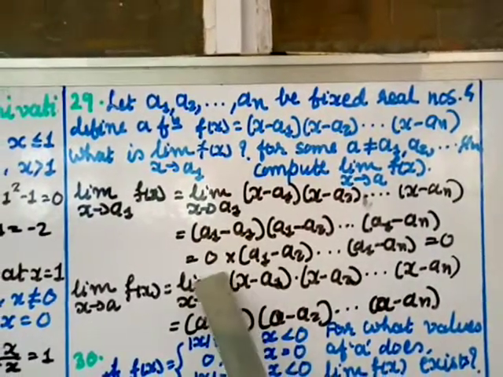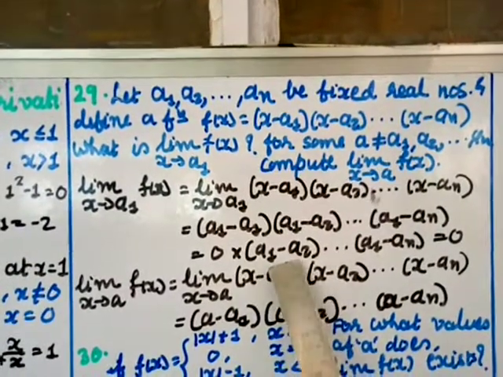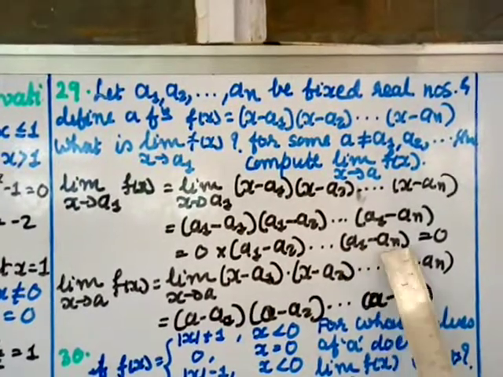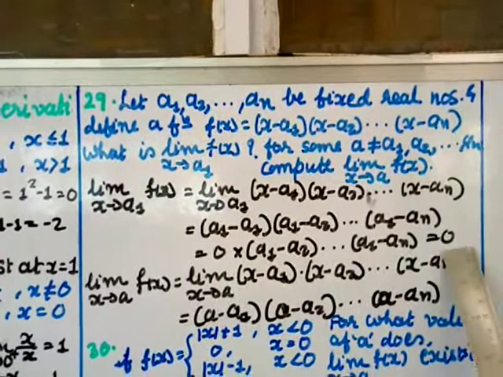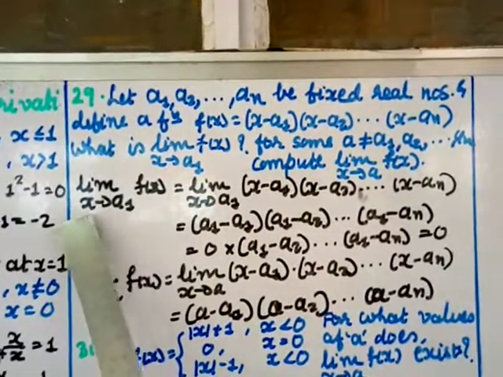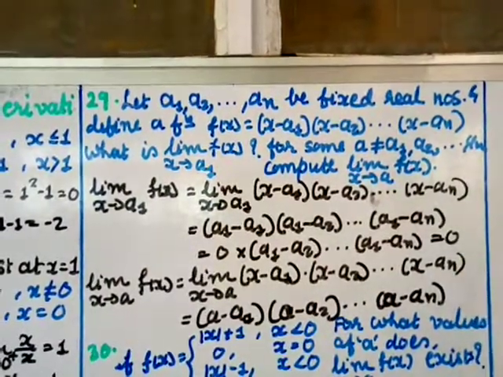Now a1 minus a1 is 0. So 0 into (a1 minus a2) into up to (a1 minus an). Now 0 into anything is 0. That means this product will be 0. So we get the answer: limit x tends to a1 of f(x) equals 0.